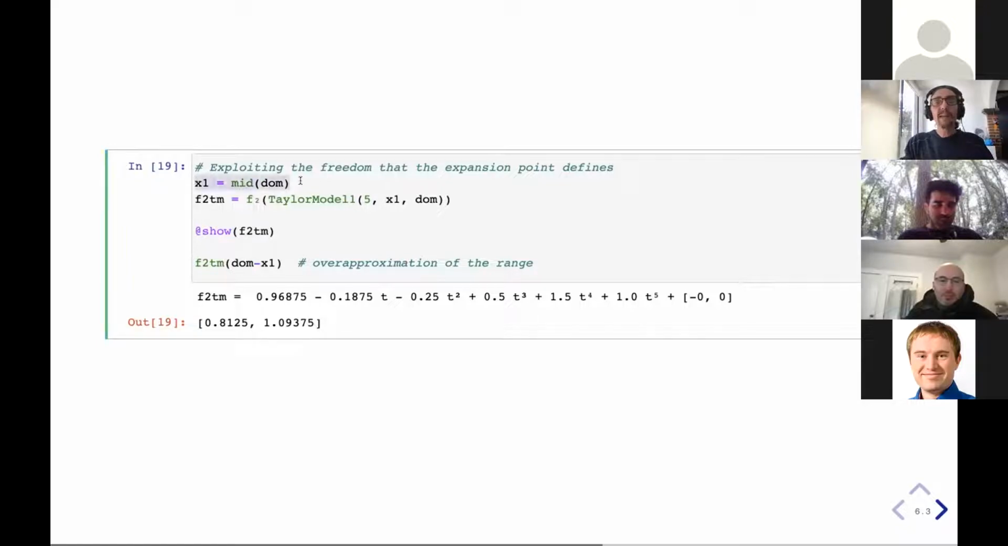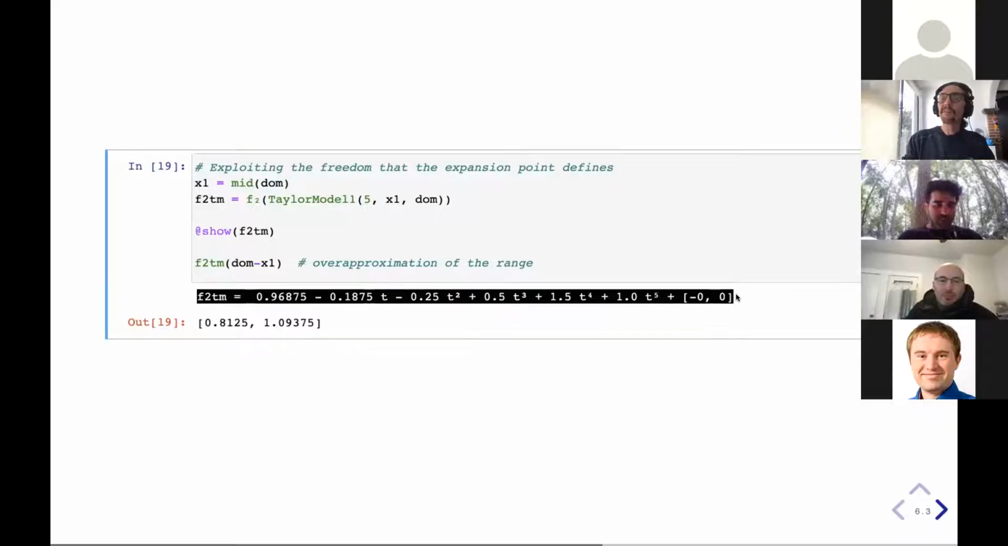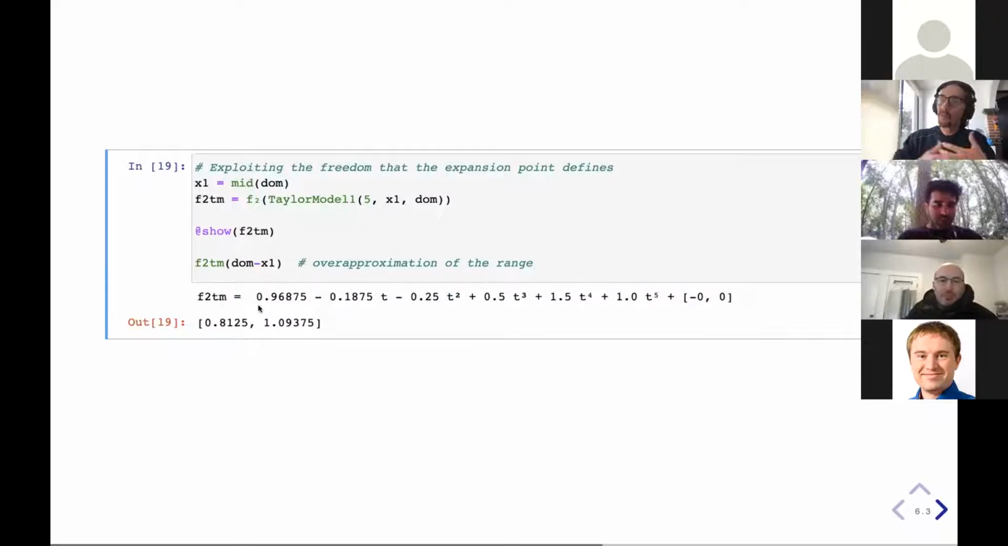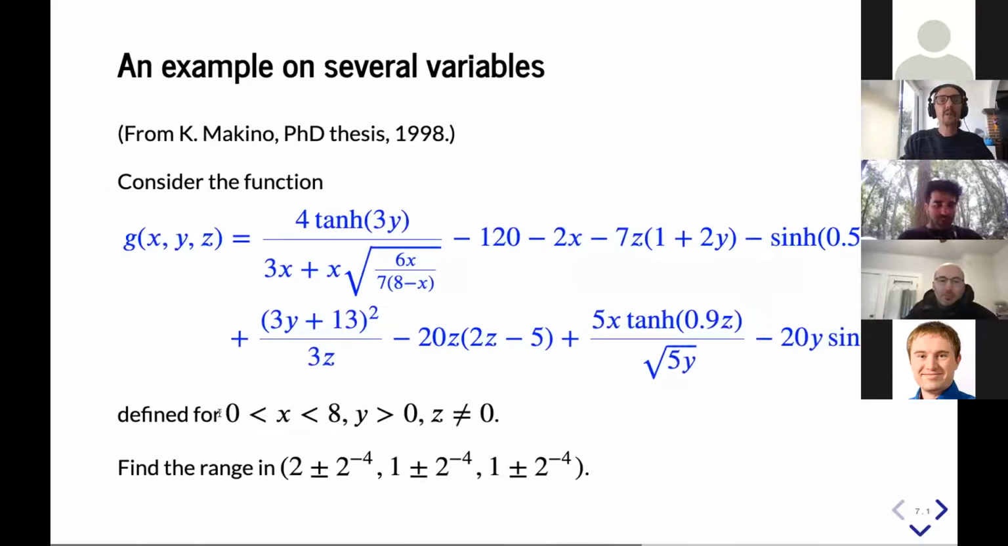So let me take the midpoint, which is always very positive. So you get lots of good things out of that. And I mean, you still have a fifth order polynomial for the polynomial expansion, but now that you evaluate on the actual domain recentered, then you get a much better approximation for the range. So this is the kind of thing where Taylor models may play an interesting role.